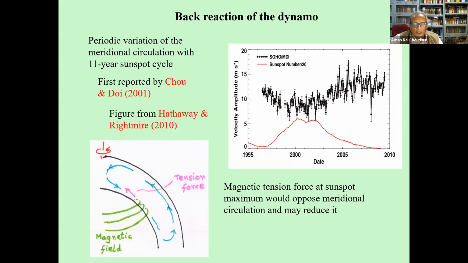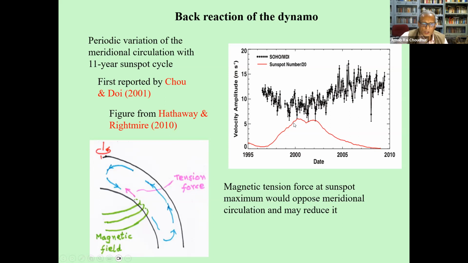And let me now come to the last topic, whether there's a back reaction of the dynamo on the meridional circulation. For that, we have to look for observational indication, whether there is a variation of meridional circulation in the solar cycle, and such variations have indeed been found in the last few years. So here I show a plot from Hathaway and Rightmire. The red color plot here is the sunspot number, and above it you see a plot of the strength of meridional circulation on the surface at the mid latitudes. So you can clearly see that the meridional circulation was weaker at the time of sunspot maxima.